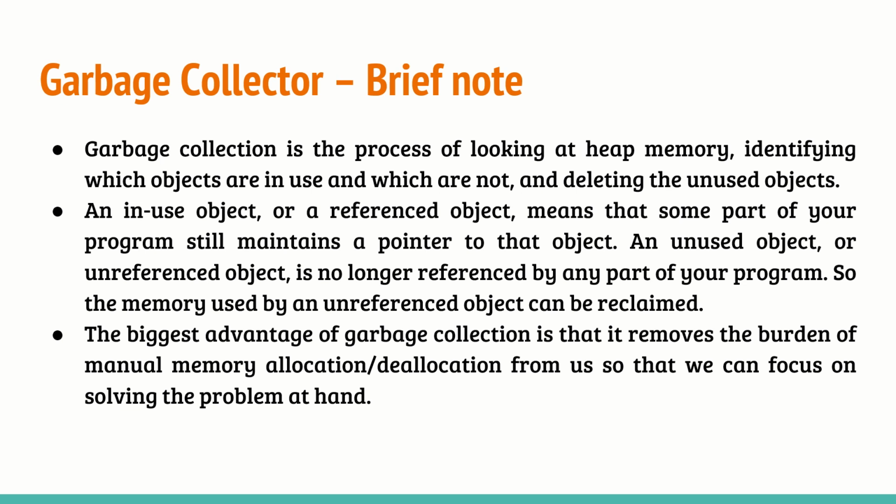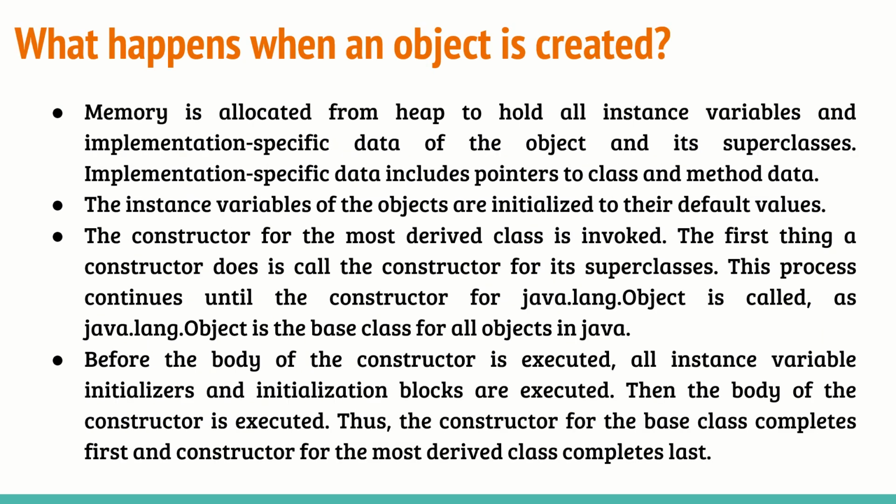An in-use object or a referenced object means that some part of our code will maintain a pointer to that object, which means the object is being used even now. An unused object or an unreferenced object, see the term, unreferenced object is no longer referenced by any part of our program. So the memory used by the unreferenced object is an overhead for us, and that can be removed or deleted. The biggest advantage or the feature that we need to highlight for the garbage collection is that it removes the complete burden from the programmer for allocation and deallocation, so that the programmer can build the structure of the program in a better way towards solving problems that are more connected to it. Instead of wasting time on how to allocate memory, how to deallocate memory, the programmer can now stay free.